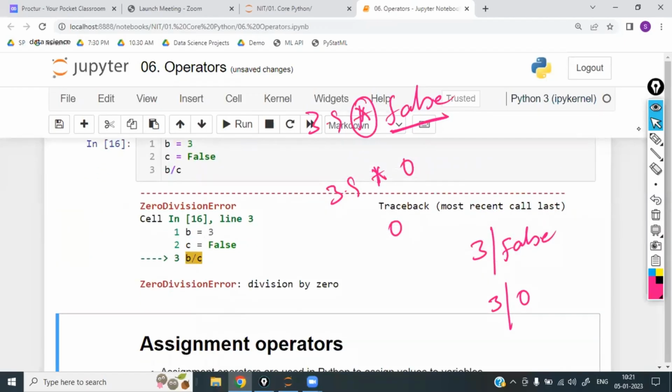Whenever you are asking to divide with 0, it is going to print this kind of error. This error you are going to get only when you are dividing with 0. Otherwise, you will never see this error.